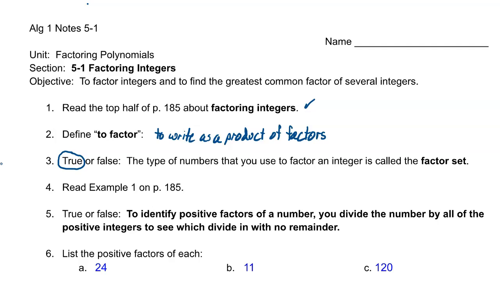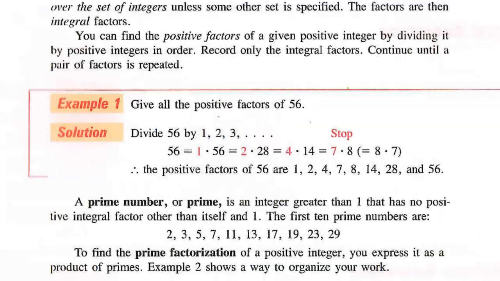Now number 4, read example 1 on page 185. Give all the positive factors of 56. The authors have worked out the solution, finding every single positive number that divides evenly into 56. To find the answer, they progressively divided 56 by each positive number starting with 1. So 56 divided by 1 gives them a pair of factors, 1 and 56. The number 1 and the number 56 are factors of 56.